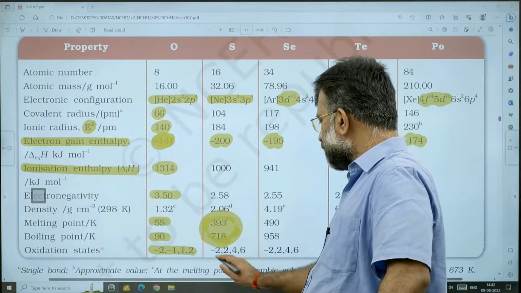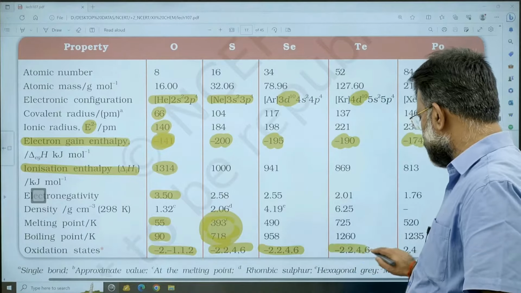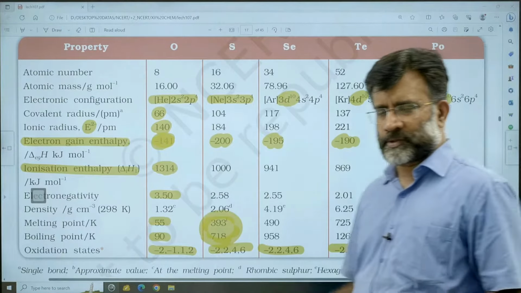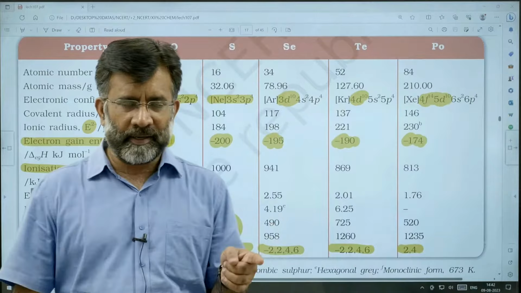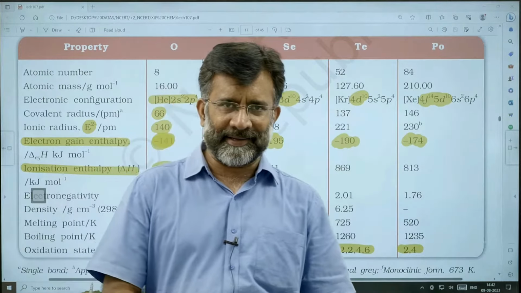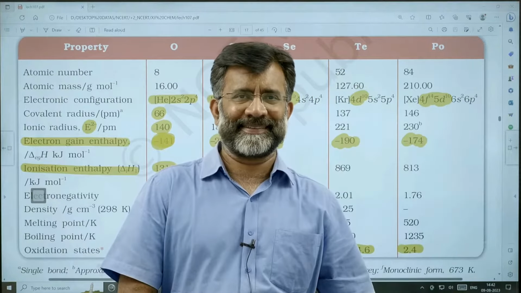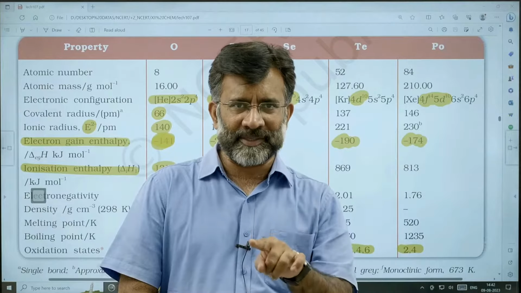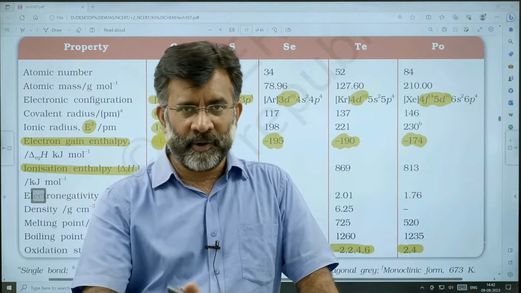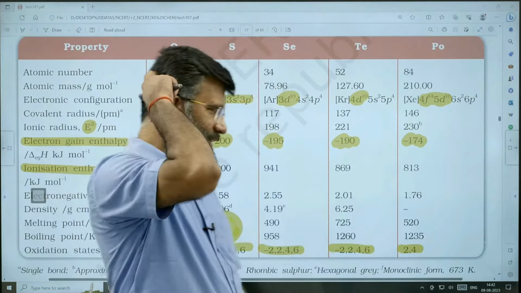While sulfur shows -2 to +6, here in polonium, +2 and +4 only, no -2, no +6. No -2 because down the group metallic character increases. No +6 because of the inert pair effect. Is it clear? Right.